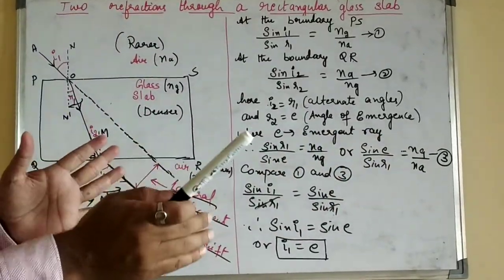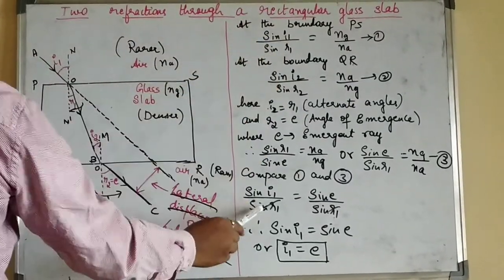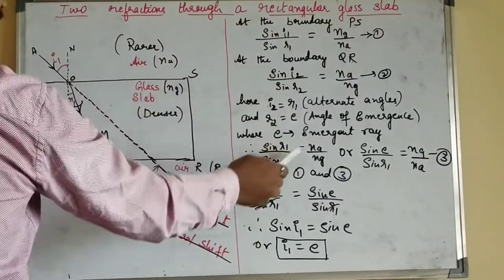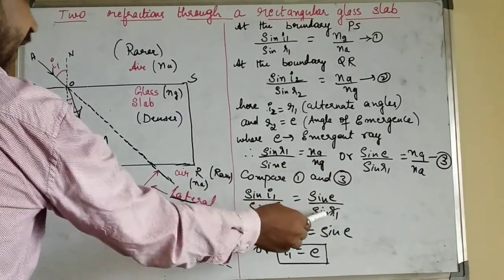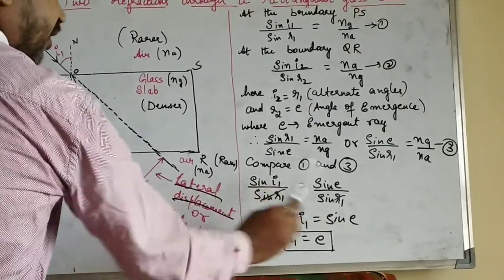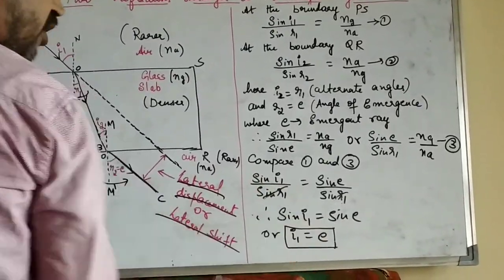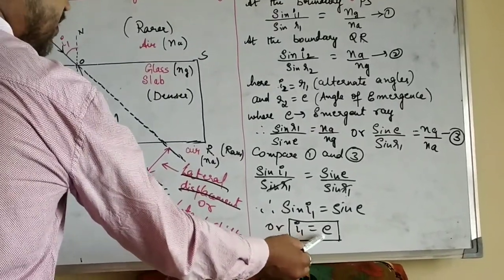So, when the RHS are equal, you can equate LHS. Therefore, sine I1 by sine R1 is equal to sine E by sine R1. Sine R1 cancels. So what you will get? Sine of I1 is equal to sine of E. Since the sine function is common on both the sides, we can equate the angles. That is, I1 is equal to E.